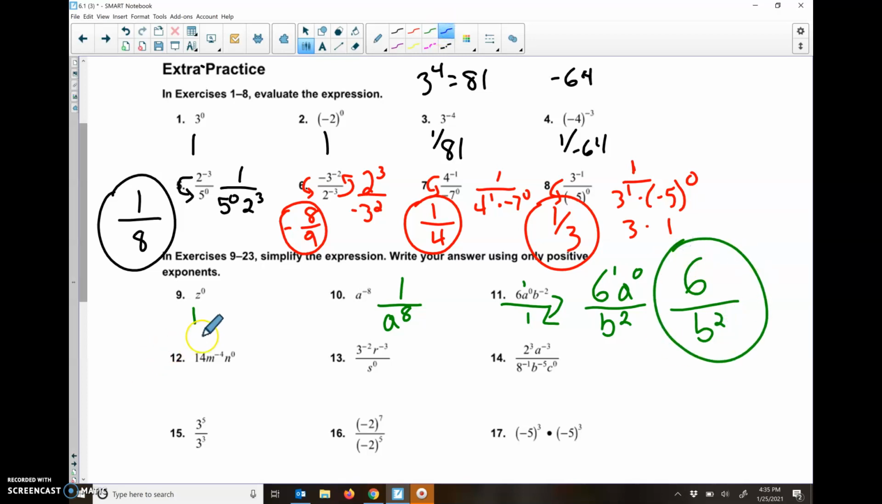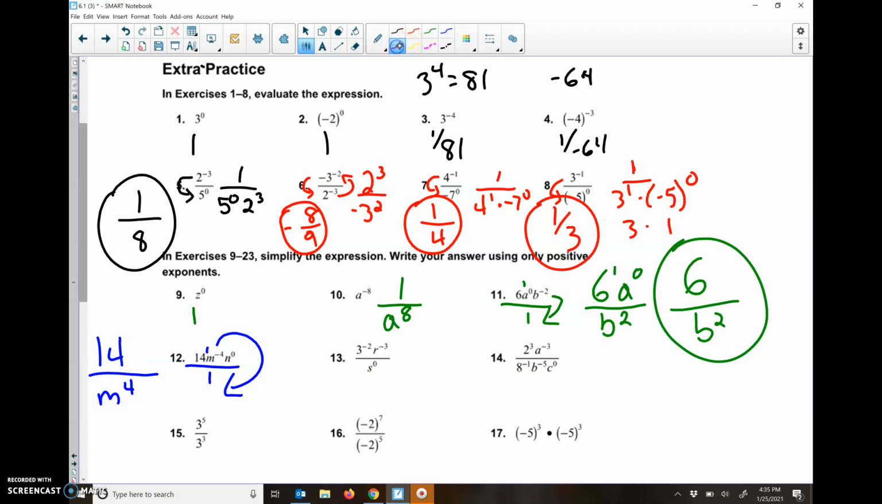Okay, same thing on number 12. 14 stays on top. It's good to go. It doesn't have a negative exponent. m to the negative 4th, however, does have a negative exponent. It needs to switch sides. So m to the negative 4th switches to the bottom to become m to the 4th. n to the 0 power just pretty much goes away because it's 1. 14 times 1 is 14.